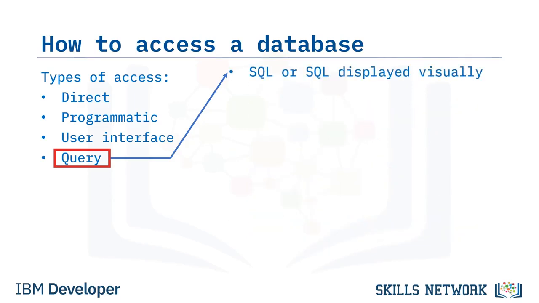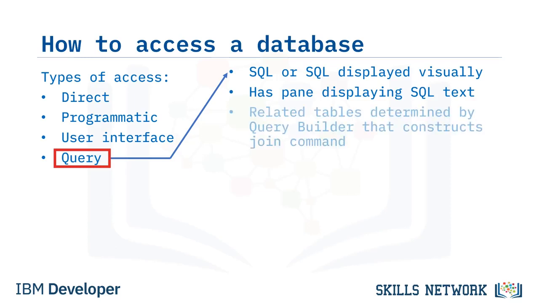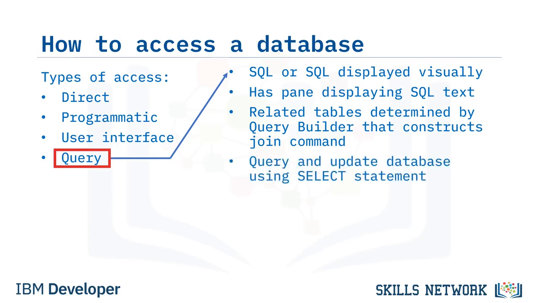The Query Builder can perform the following tasks: work with a graphical representation of a query or SQL code. Query Builder includes a pane that displays a query graphically and a pane that displays the corresponding SQL text. Join related tables. When adding more than one table to a query, Query Builder automatically determines how the tables are related and constructs the appropriate join command for data extraction. Query or update databases. Returns data using select statements to create queries that update, add, or delete records in a database. And view and edit results that are immediate.